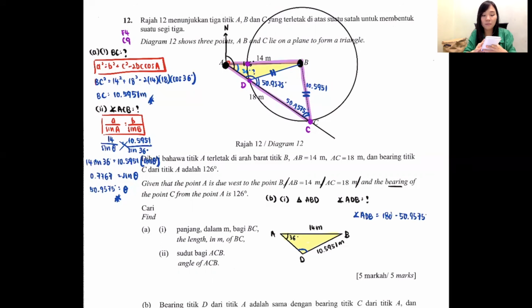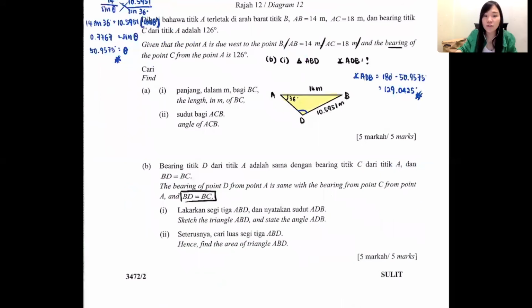So 180 minus that. Yo, man, I got it. It will be 129.0425 degrees. Got it. Can you understand? Hopefully you guys all understand. Let's go on with B2.